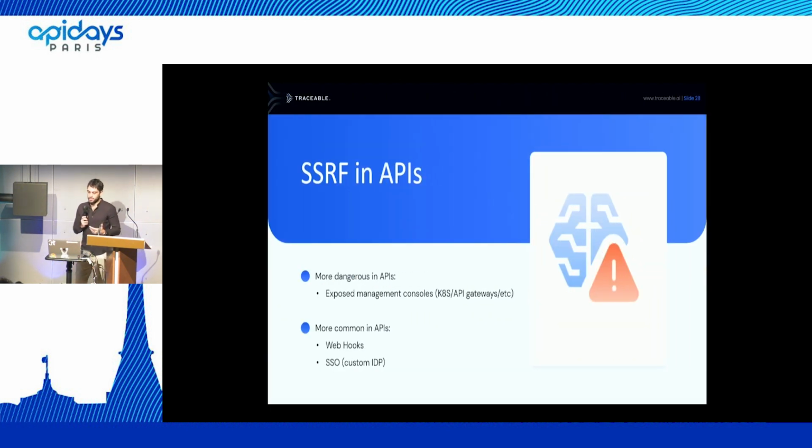SSRF in APIs became more dangerous because of many concepts like Kubernetes, API gateways and Docker, for example. They expose HTTP interfaces, basically REST APIs, to access those management consoles. And you can use them as you exploit SSRF, to make progress in the way that you exploit the API. It's easier to exploit SSRF, and also SSRF became more common because of concepts like webhooks that just encourage developers to take input from the user and access the URL based on this input.